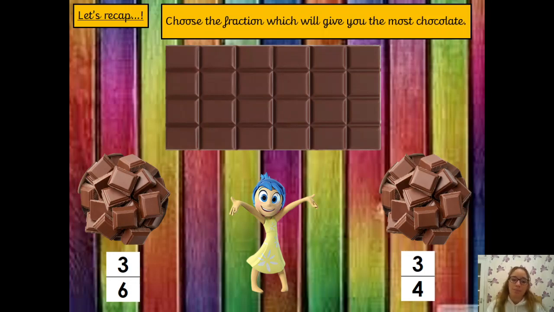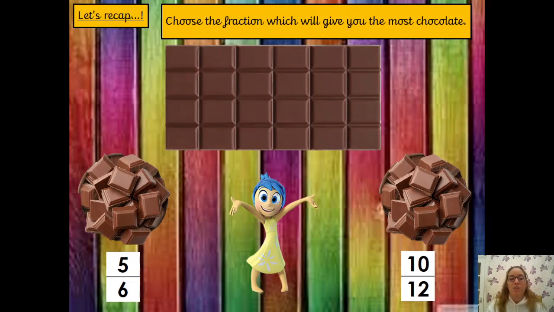3/6 or 3/4? If you divide the chocolate bar into 6, will you get more? Or if you divide it into 4, will you get more? Remembering when we spoke yesterday about the numerator being the same, if you split it into 4, you'll get more chocolate. Okay, have a go at this one.